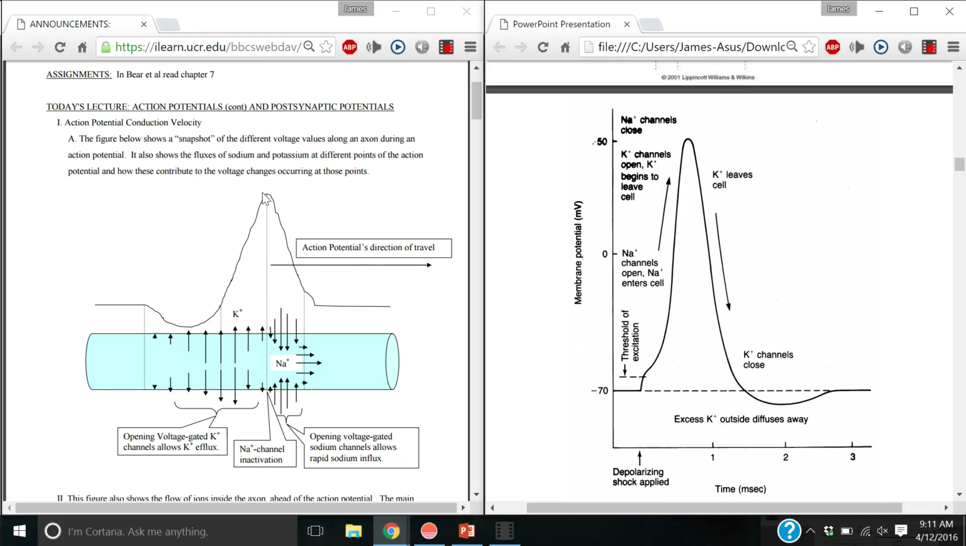So anything that will trap more of these ions within the membrane will increase conduction velocity because of increasing their concentration. Right? So you trap the ions within the membrane, that increases conduction velocity.